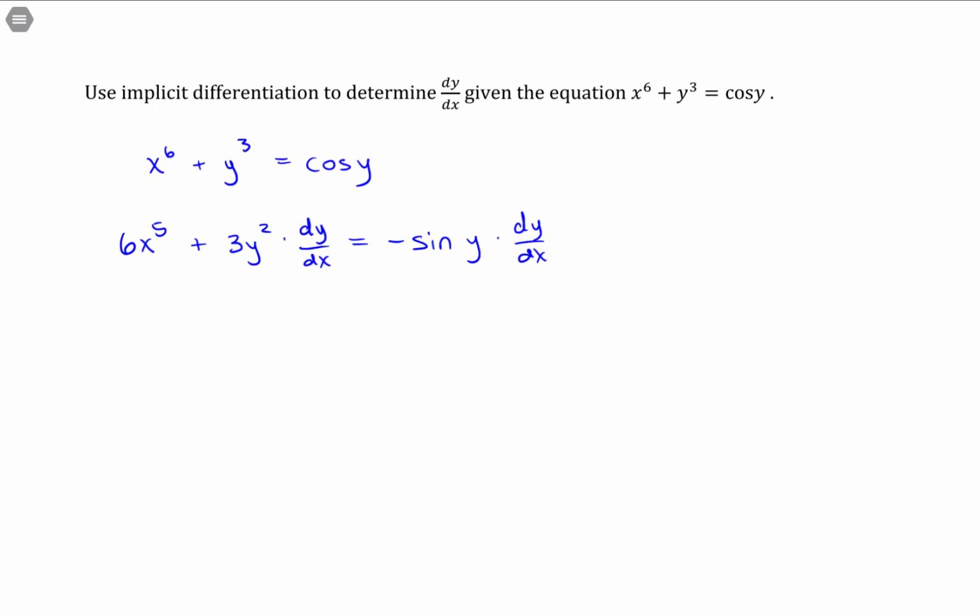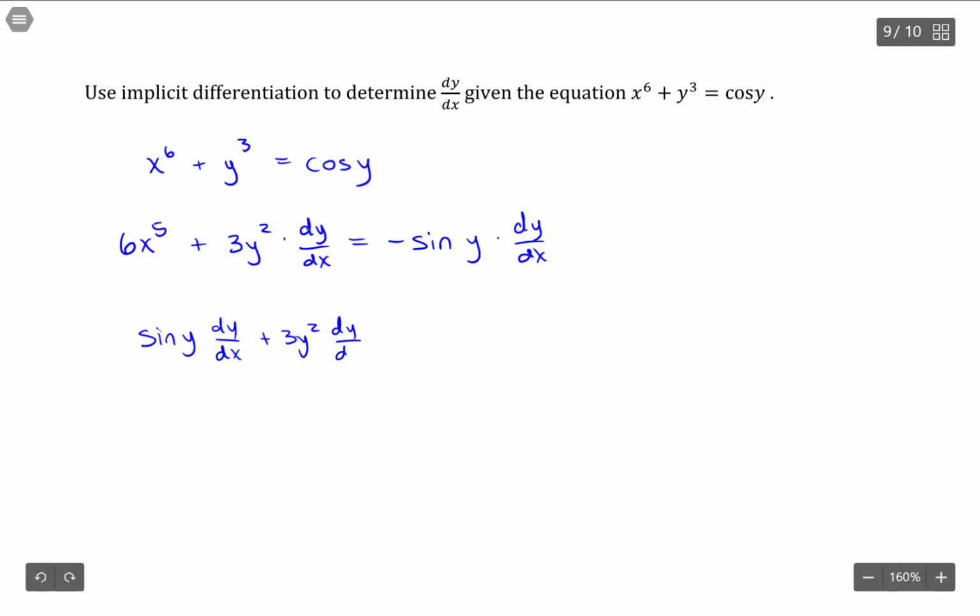At this point, we need to get dy/dx by itself, so bring everything with dy/dx to one side. I would have then, let's say, sine y dy/dx plus 3y squared dy/dx, and I've just brought the term on the right over by adding it. Now I'm subtracting the 6x to the fifth to the other side.